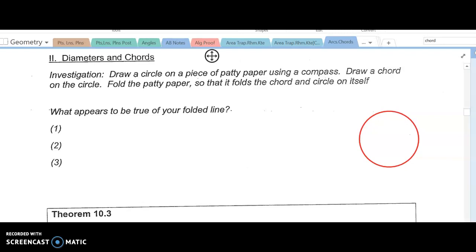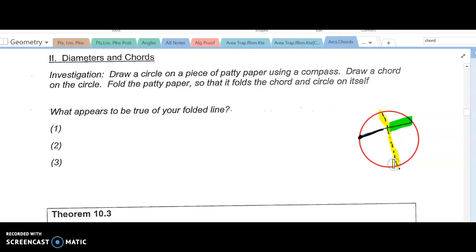So if we had been in class, we would have done this investigation in which we would have drawn a circle using a compass and then drawn a chord going across that circle. And then we would have folded this down the middle so that this side of the chord is folded perfectly on top of this side of the chord.